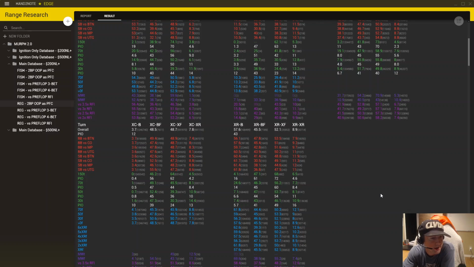You're not bluffing the river to make him fold those monsters. You're bluffing the river to make him fold a significant enough percentage of his range that he got there with that your bet becomes profitable.